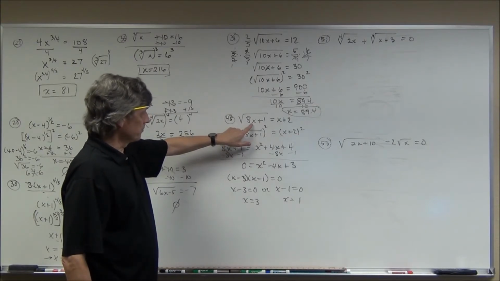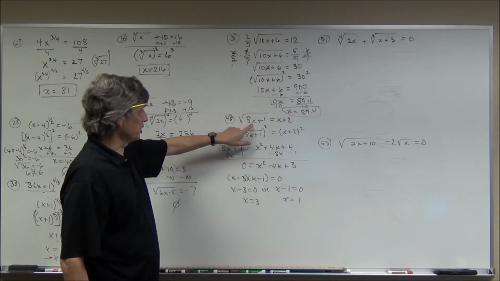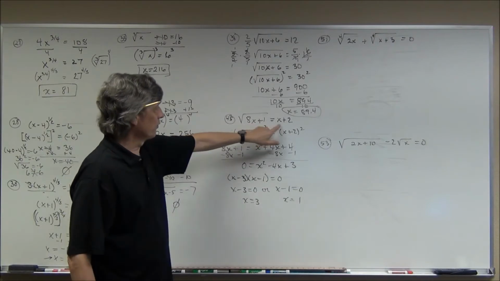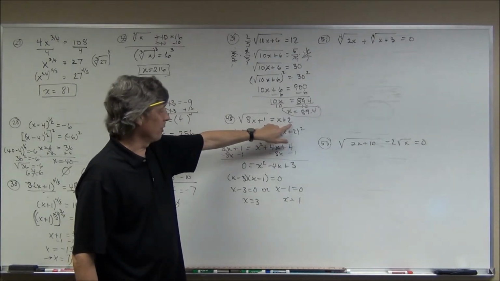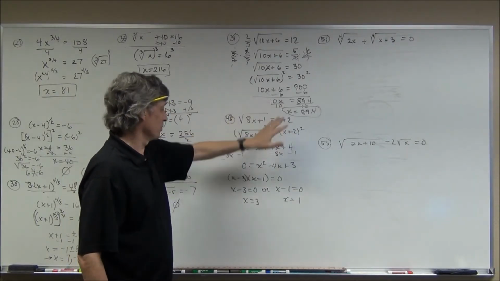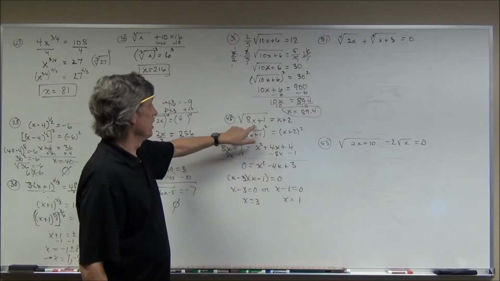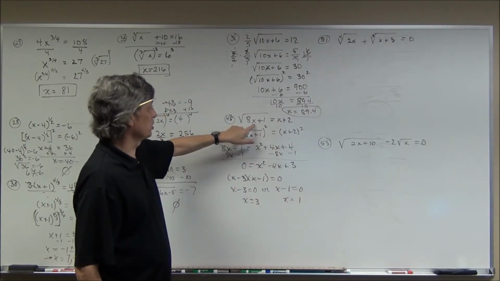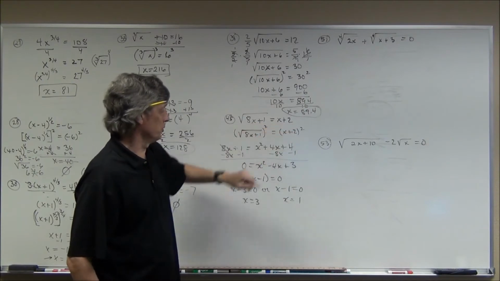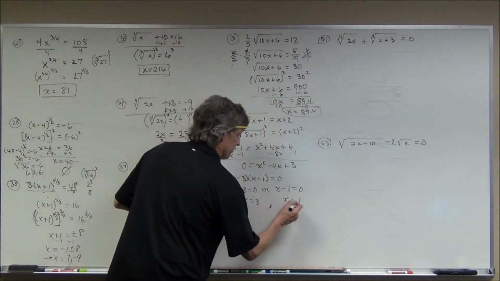8 times 3, 24 plus 1 is 25. This is the square root of 25, which is 5. 3 plus 2 is 5. 5 equals 5. Good answer. Plug 1 in. 8 times 1 plus 1, that's the square root of 9, which is 3. 1 plus 2 is 3. These are both good answers.